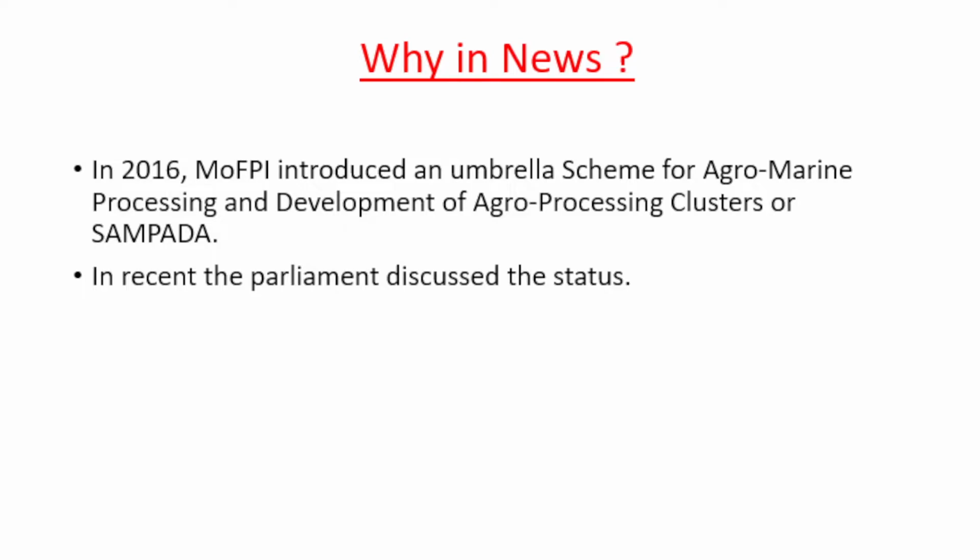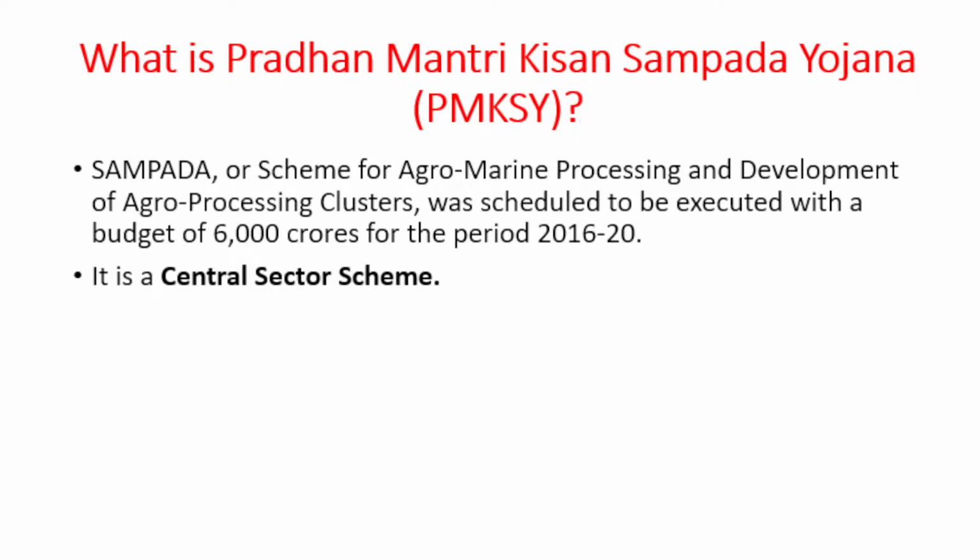So now, why is it relevant, or why is it in the news? In 2016, MOFPI introduced an umbrella scheme for agro-marine processing and development of agro-processing clusters, or Sampada. Recently, Parliament discussed the status of this scheme. So now, what is Pradhan Mantri Kisan Sampada Yojana? The scheme for agro-marine processing and development of agro-processing clusters, also known as Sampada, was scheduled to be executed with a budget of 6,000 crores for a period of 2016 to 2020. It's a central sector scheme.